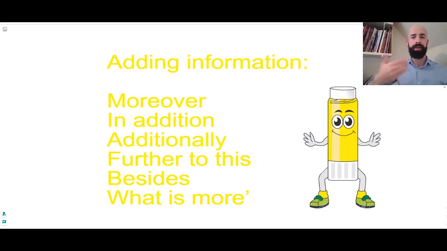Next up, adding some extra information. Looking through this list here, we have moreover, in addition, additionally, further to this, besides, what is more. Okay, and these just add extra information. They orientate your reader, tell them that you're going to add something new further on in the sentence.